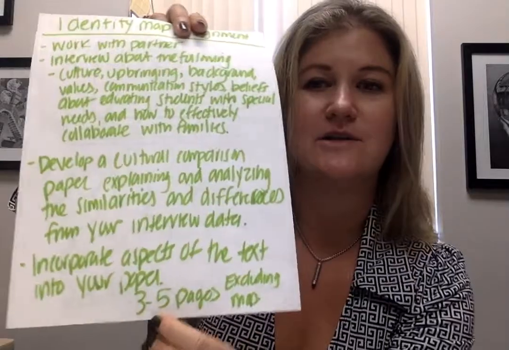So this is going to be 3 to 5 pages, and that's excluding the map. So you're going to have the map. I want a title page, so put your name, my name, the class. You don't need to have a running head or anything like that. But definitely number your pages, and definitely put just a regular heading on your other pages, just in case something gets messed up when you're submitting and I don't have your name on all of the pages.